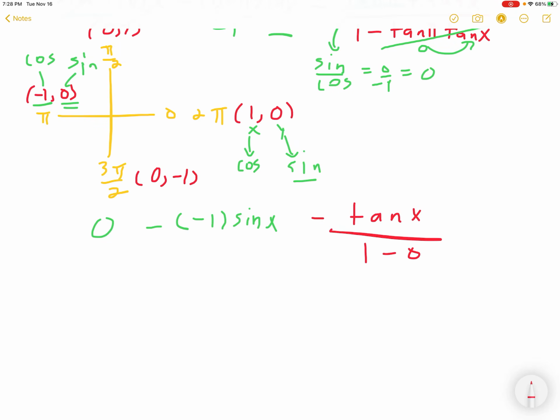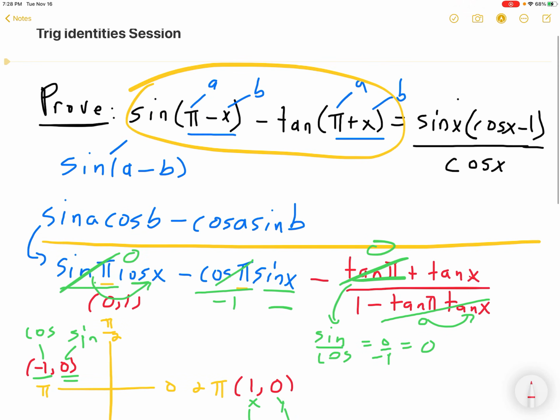And so, to put this simply, if we add both of these here, we would have sine x minus tan x, and this is the left side of the equation. Now we're going to go ahead and do the right side of the equation and see if we can get it to equal sine x minus tan x.